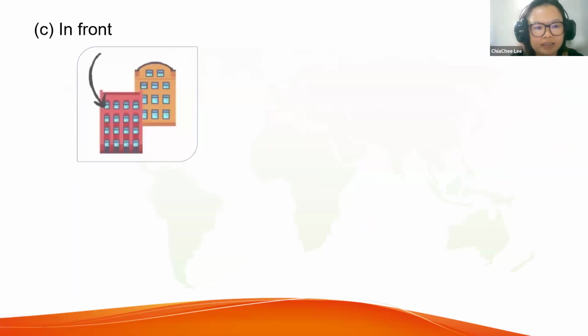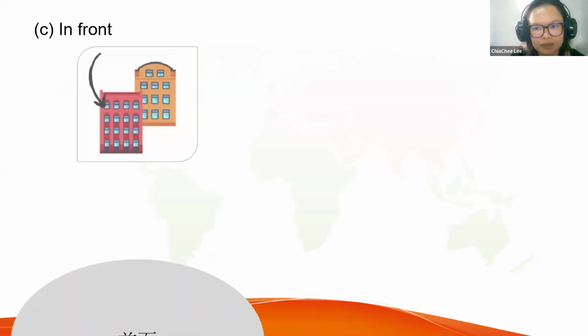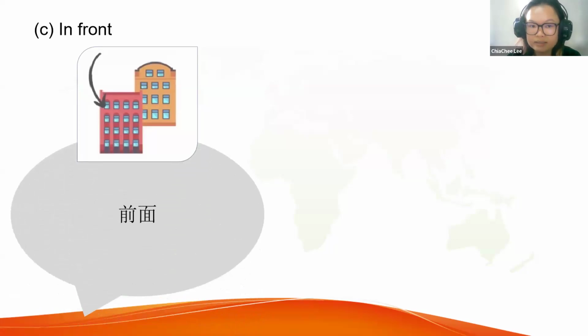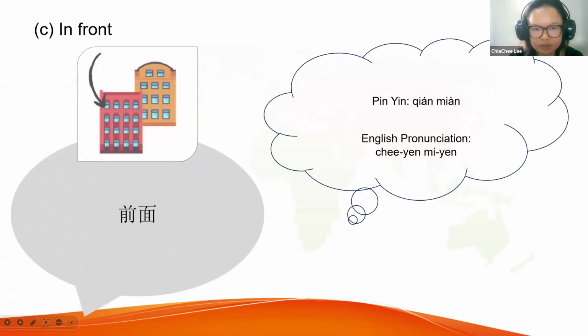Then we move on to in front. In front is 前面. So when our eyes look in front, straight away this we know as 前面, because human eyes are looking in front. So where you look is considered 前面. Qian is like my last name, qi plus Japanese yen, second tone. Mian again is mi plus yen, but this time fourth tone.